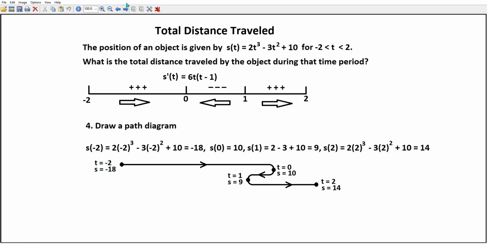Now what we're going to do is measure the length of the 3 parts of the path. First, from minus 18 to 10 is 28 units. Next, from 10 to 9 is 1 unit, and then from 9 to 14 is 5 units. When you add those up, you get 28 plus 1 plus 5, which is 34 units, which is the total distance that the particle traveled.